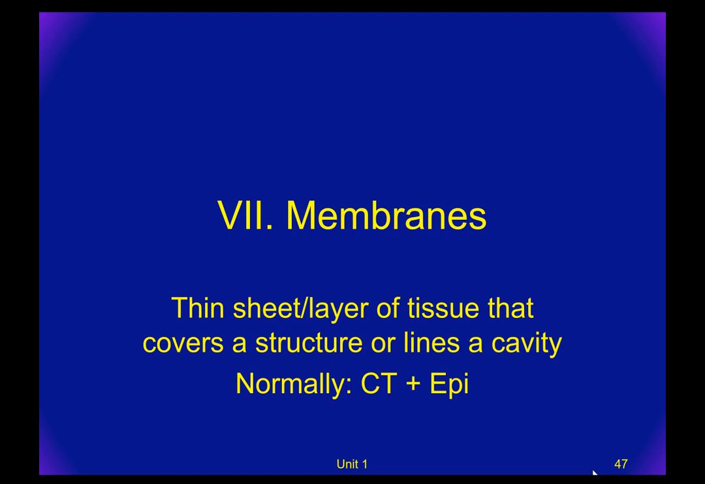Chapter 4 continued. We're going to talk about membranes. We did mention membranes in chapter 1, but the reason we talk about them in chapter 4 again is because they are a combination of connective tissue and epithelial tissue. You've got this thin sheet or layer of tissue that covers not only the structure, but lines the cavity that structure is sitting in.